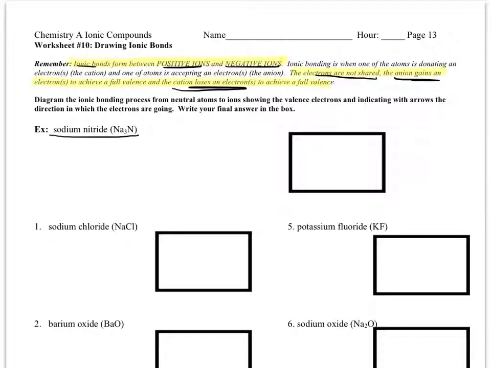This first example compound, sodium nitride, we have 3 sodiums and we have 1 nitrogen. That's what the formula tells us. So we're going to draw a Lewis dot diagram of sodium. Right? Sodium is in the first family, so it's got just 1 valence electron. But we actually have 3 sodiums, right? That's what our formula tells us. So let's draw 3 sodiums here. Okay. And we have 1 nitrogen.